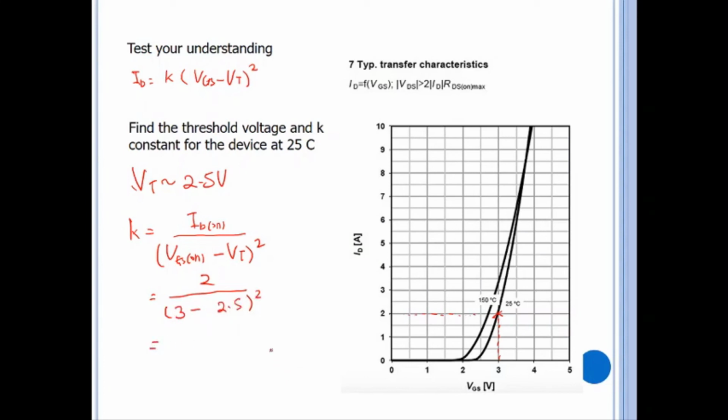So you will get the K equal to 2 divided by, so we have this 8. So the unit for K is amperes over V squared. So this is if you're given a transfer characteristic and you need to find the threshold voltage and the K value, K constant.